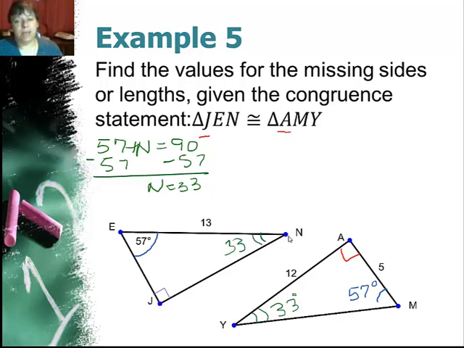Same thing for the sides. I'm going to start with JE and AM. Mark those congruent. Since AM is 5, JE is 5. EN and MY. Since EN is 13, MY is 13. Then the last but not least, NJ and YA. Both of those are 12 because YA is 12.